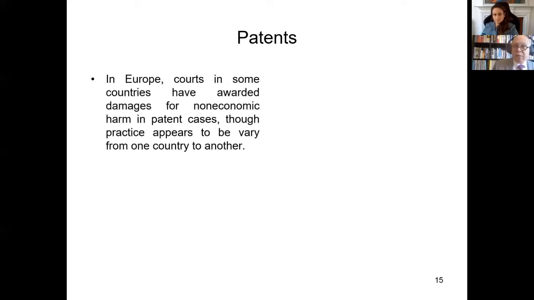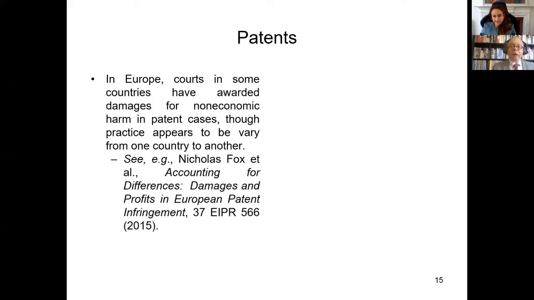In the European Union, again, we do see some instances where courts have awarded non-economic damages, moral prejudice damages, even for the infringement of patent rights, although practice seems to vary considerably from one country to another. In this regard, I note, among other things, a very good article by Nicholas Fox and his colleagues in the European Intellectual Property Review from 2015, going through the different major patent jurisdictions within the European Union and the circumstances under which they award damages for moral prejudice in patent infringement disputes. There's quite a lot of variation.